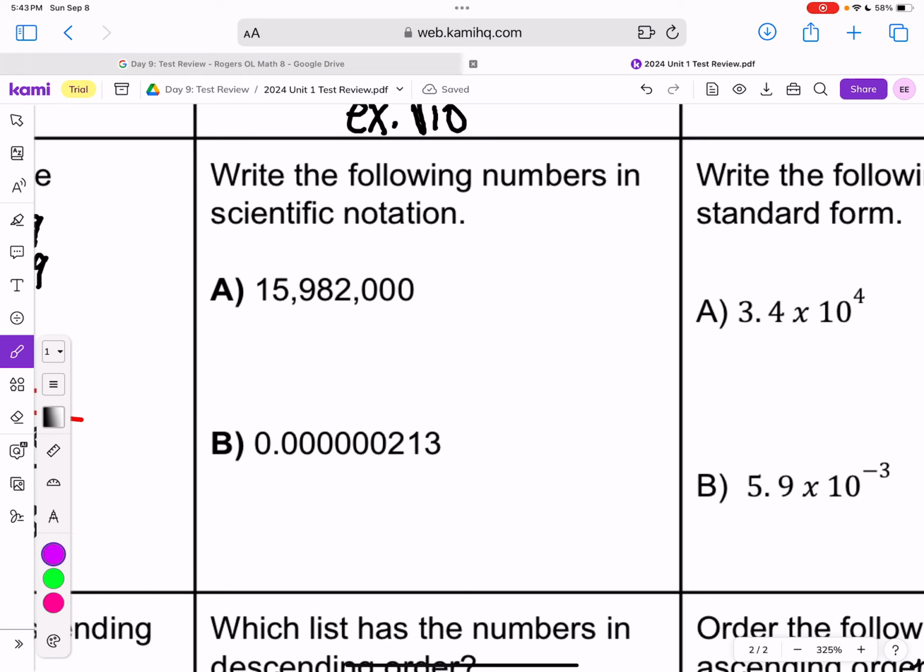And remember, if it's a number bigger than 1, it's a positive exponent. A number less than 1, negative exponent. This is definitely bigger than 1. So we're going to do to the power of 7.